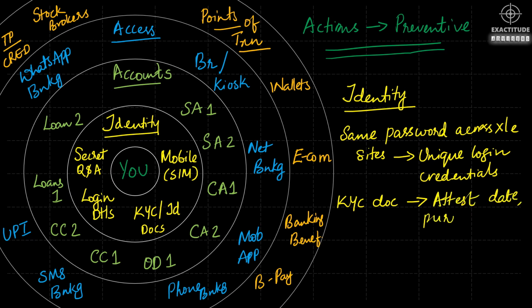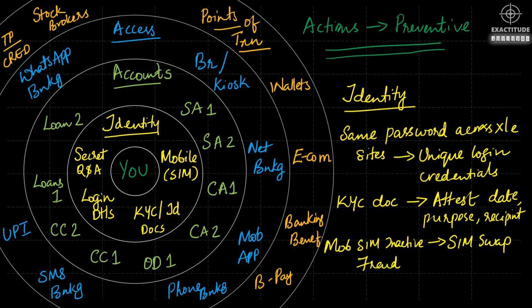Make sure that you attest the documents with proper date, purpose, and the recipient's name so that they don't misuse it. The third mistake people do is not caring if their mobile SIM goes inactive for some time. This might be a SIM swap fraud on you, where the fraudster gets a duplicate SIM in your name and takes actions on your behalf. So if that happens, make sure to contact your service provider and block the SIM.